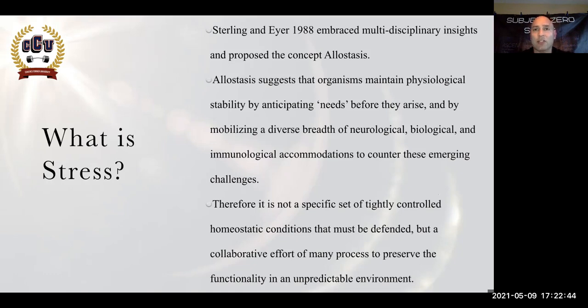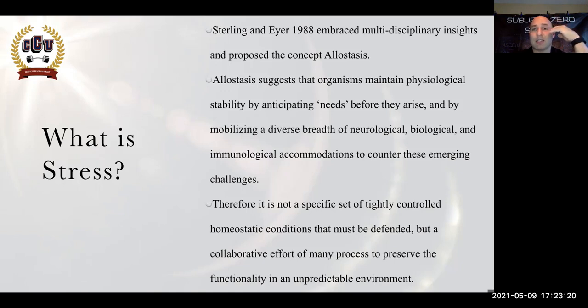Then in 1988, Sterling and Eyer embraced the multidisciplinary insights and proposed the concept of allostasis, right? And that is the process by which the body responds to stressors in order to regain homeostasis. So every training session is an acute bout of stress, along with lifestyle stress and our perception of that stress. And that is termed the allostatic load, right? So there's a lot of dynamic principles that go into stress. Whereas before with the general adaptation syndrome, it only focused on one confounding variable that caused stress.